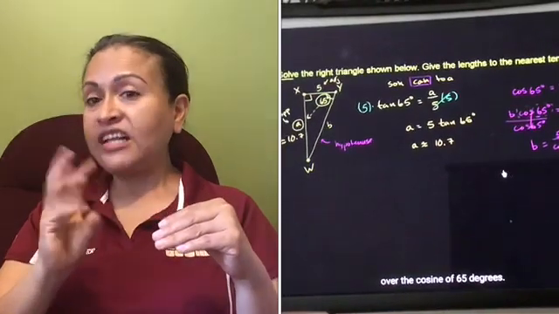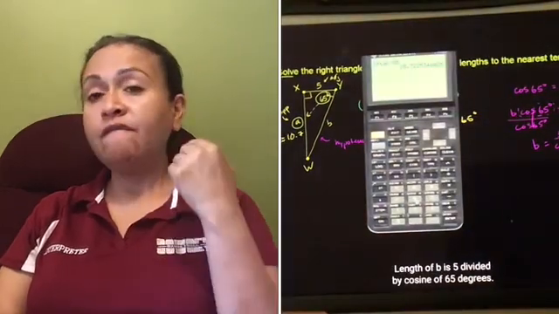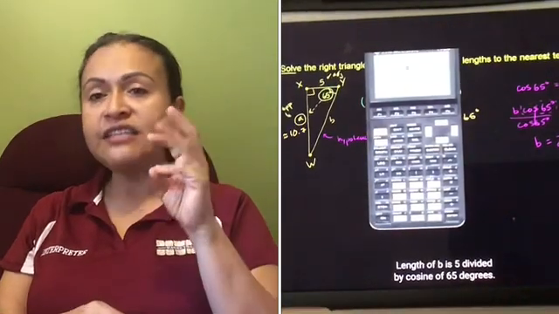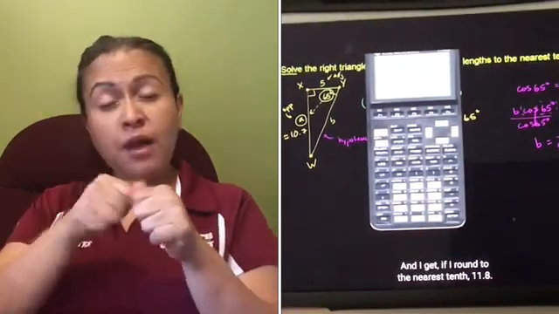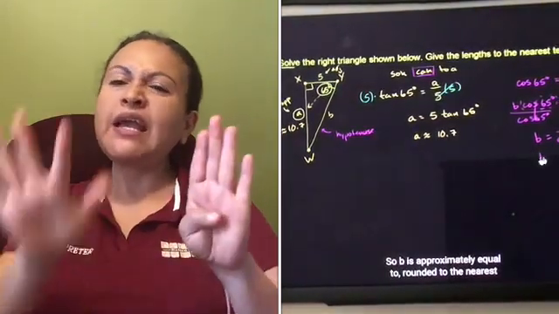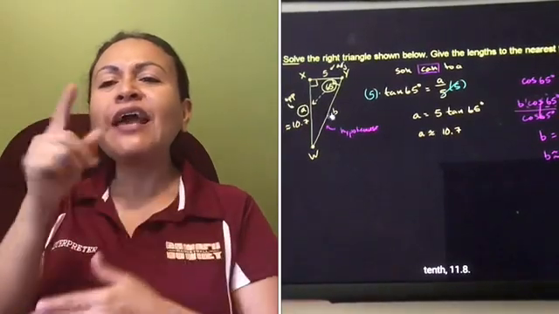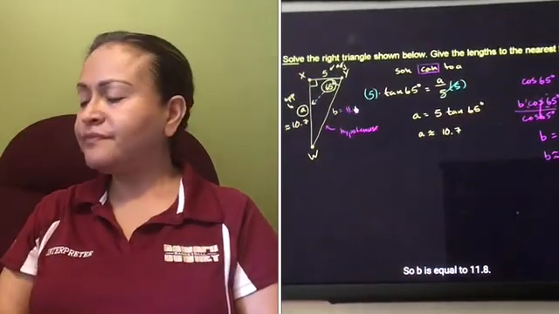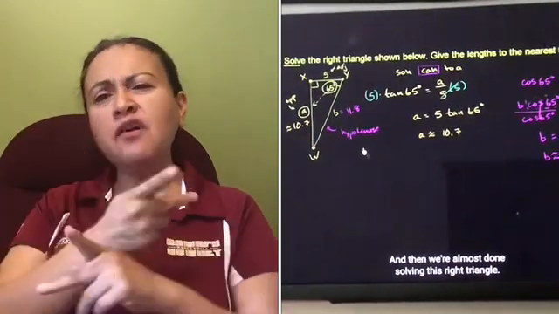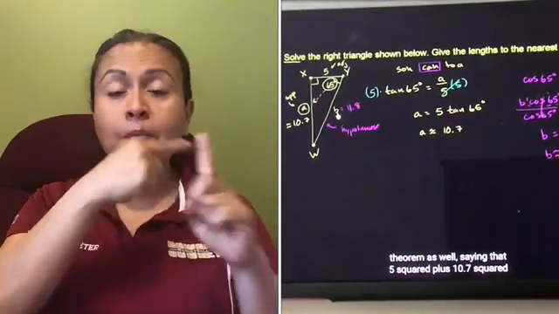So let us now use our calculator to figure out the length of B. The length of B is 5 divided by cosine of 65 degrees. And if I round to the nearest tenth, I get 11.8. So B is approximately equal to 11.8. And then we're almost done solving this right triangle. You could have figured this out using the Pythagorean theorem as well, saying that 5 squared plus 10.7 squared should be equal to B squared, and hopefully you would get the exact same answer.